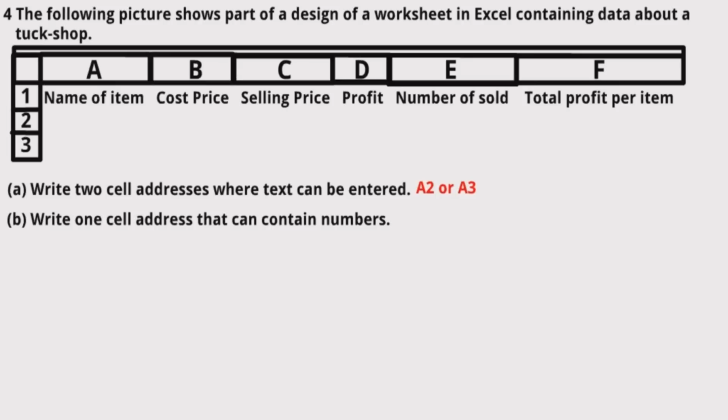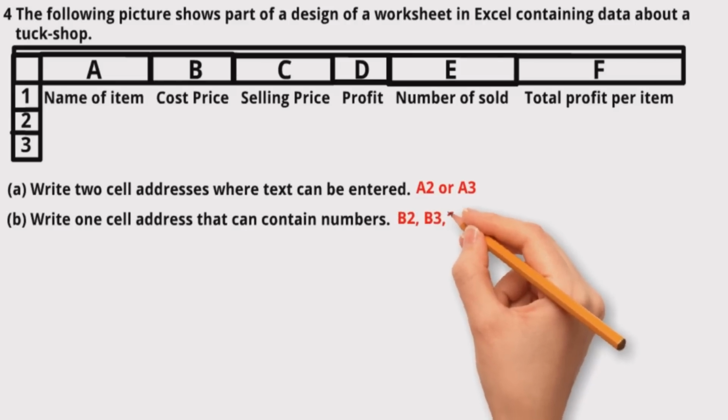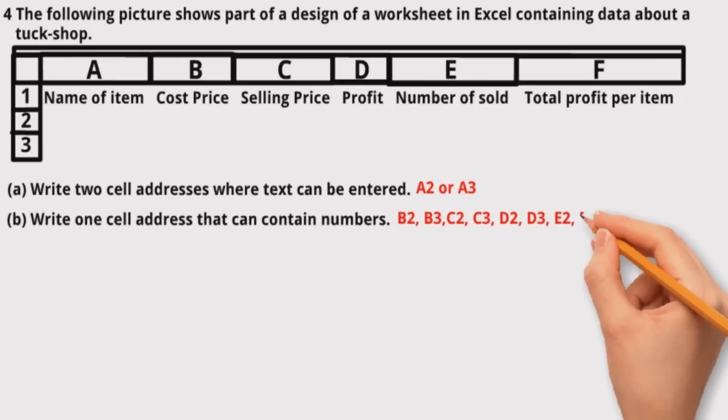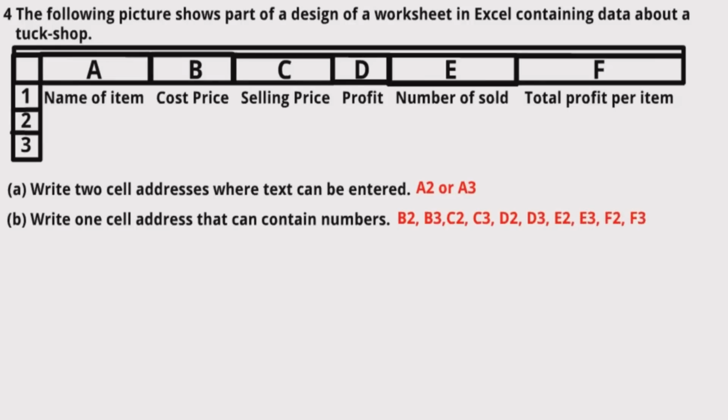Okay, the cells that can contain numbers: we have many cells here, starting from B up to F. These cells can contain numbers: cell 2 and 3 of B, cell 2 and 3 of C, D, E, and F. They can all have numbers, so you can just choose whichever you want.